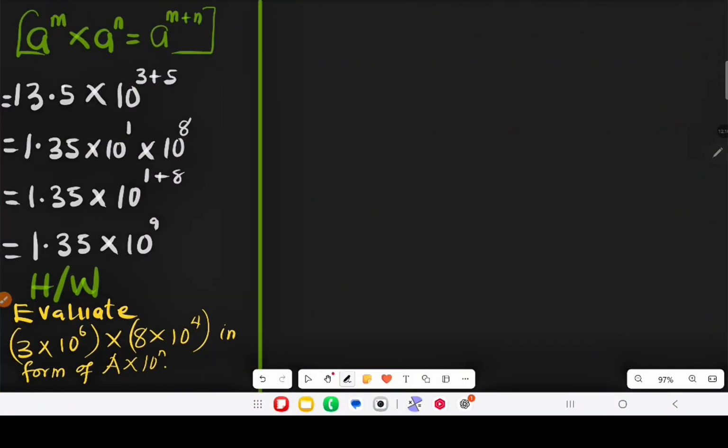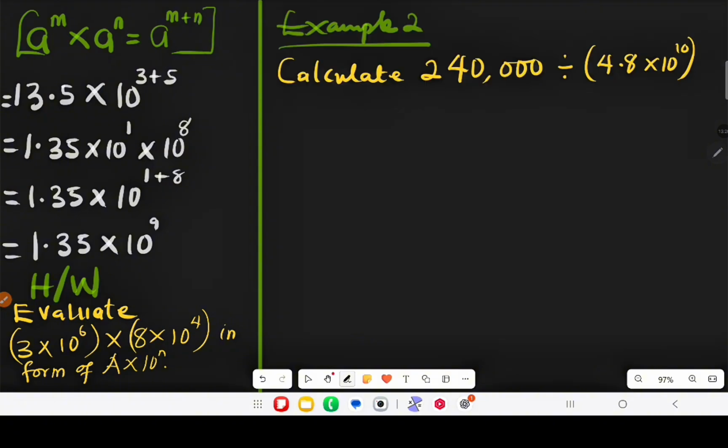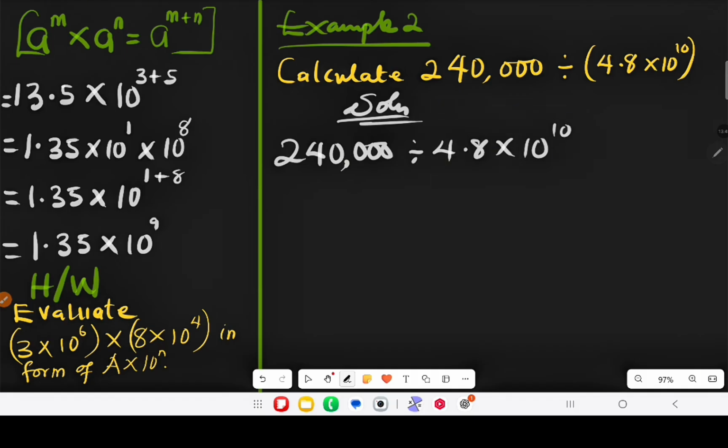Now we take example 2, which is division of standard form. Now calculate 240,000 divided by 4.8 times 10 raised to the power of 10. Solution. We write down 240,000 divided by 4.8 times 10 raised to the power of 10.